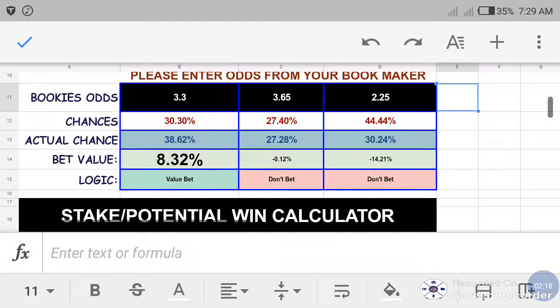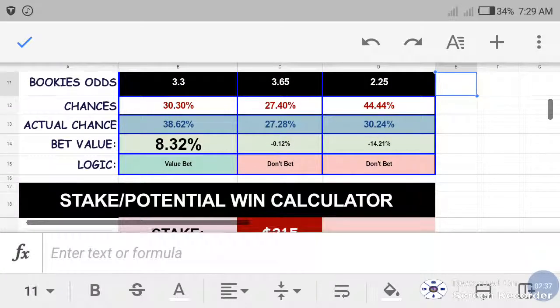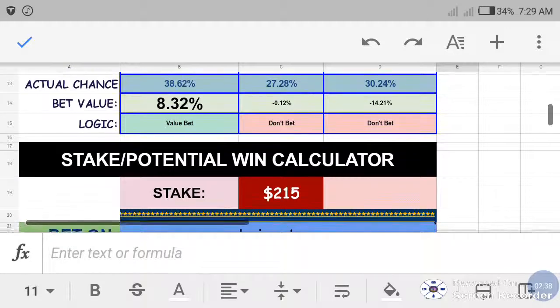What the odds actually mean is that Chelsea has a 44% chance to win, 27.40% to draw the match, and 30.30% for Leicester to win. But our prediction model thinks otherwise. On our prediction model, it thinks Leicester has a 38.62% chance of winning the match, 27.28% to draw, while Chelsea only has 30.24%.